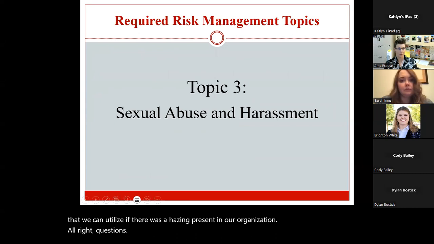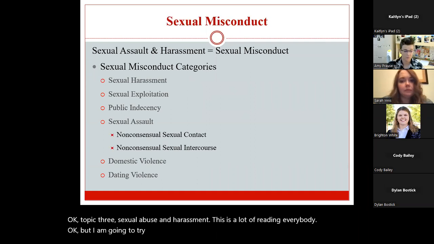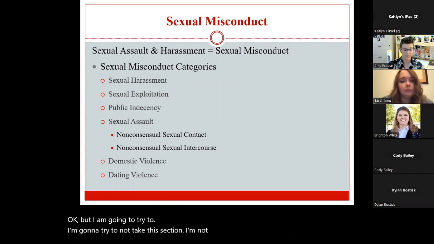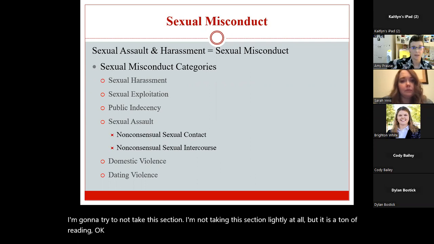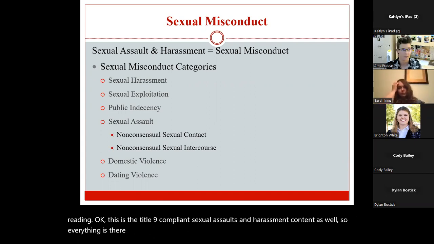Okay. Topic 3, sexual abuse and harassment. This is a lot of reading, everybody. Okay, but I'm going to try not to take this section lightly at all, but it is a ton of reading. This is the Title IX compliant sexual assault and harassment content as well. So everything that's included in Title IX is there.